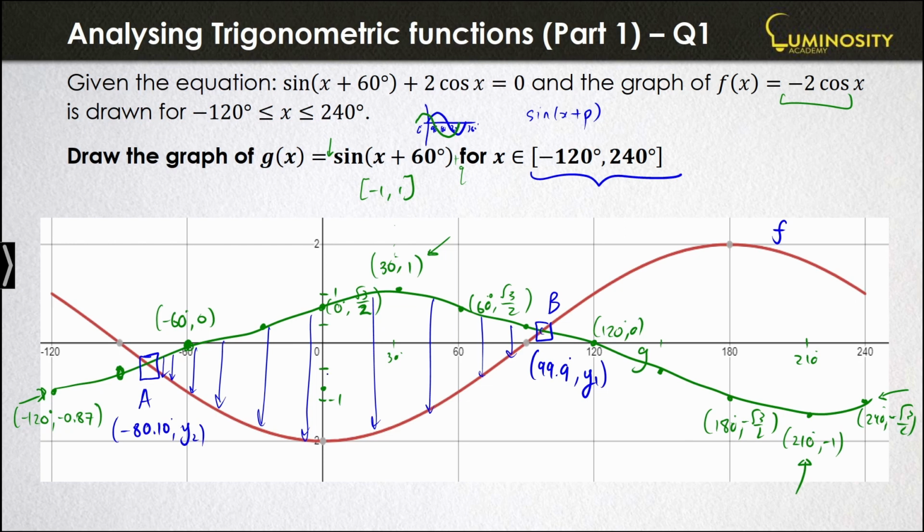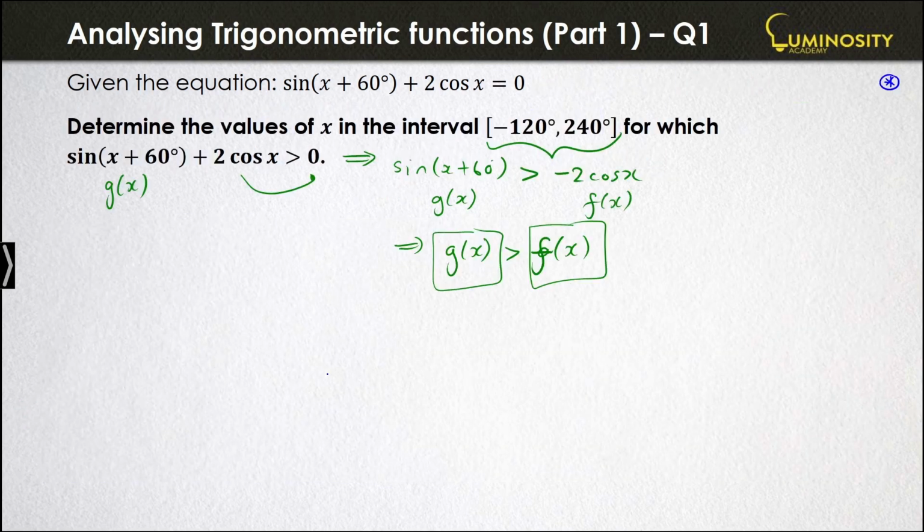In between that interval, the green graph will lie above the red graph. So this implies that x must be an element from negative 80.1 degrees all the way up to 99.9 degrees. That interval is an open interval, because I do not include these end values, since at those values the two graphs are equal. We want strictly greater than. So that's how we would do these types of trigonometric function questions. I'll see you in the next one.